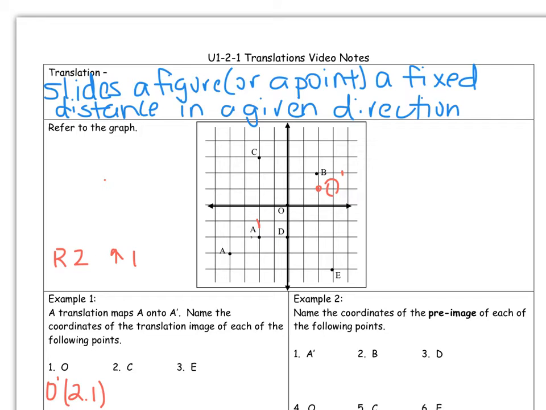Same thing for C to C prime. We're going to the right 2 and up 1. So C prime would be at 0, 4. If we want to map E to E prime, same thing. To the right 2 and up 1. So E prime would be at 5, negative 3. Go ahead and finish 4, 5, and 6, for B to B prime, D to D prime, and then A prime, we're going to translate again. I'm going to call it a double prime, but we'll get back to that in just a second.